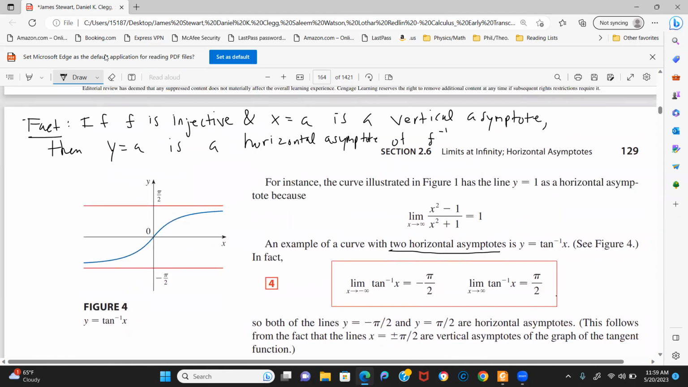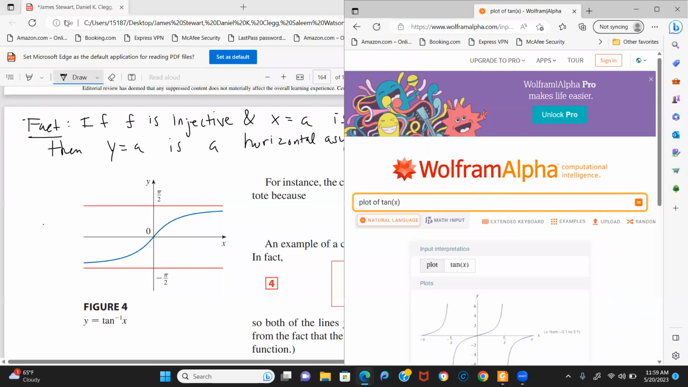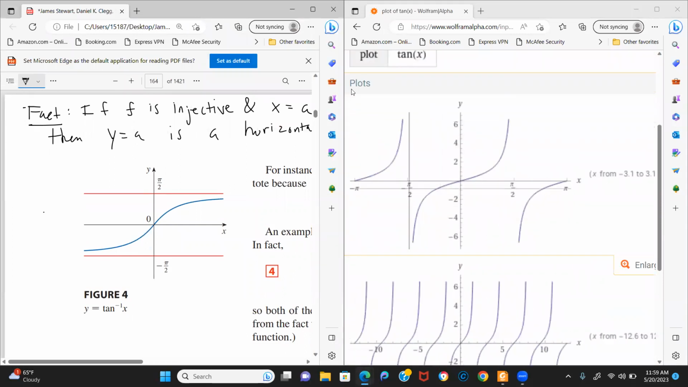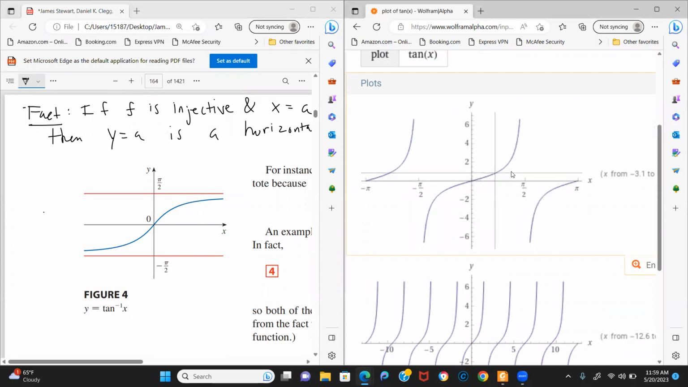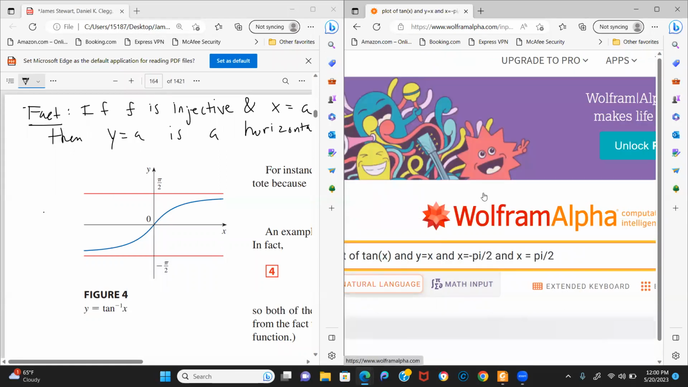Let me see if I can do this with Wolfram Alpha. Let's do a plot of tangent, tan of x, and maybe put these together side by side. So you can see here, at negative pi over 2 and pi over 2, you have vertical asymptotes. And then you have this diagonal line. Hopefully you can see what I'm doing. The diagonal line goes off like this. So let me actually plot y equals x, and I plot vertical lines at, say, x equals negative pi over 2 and x equals pi over 2.